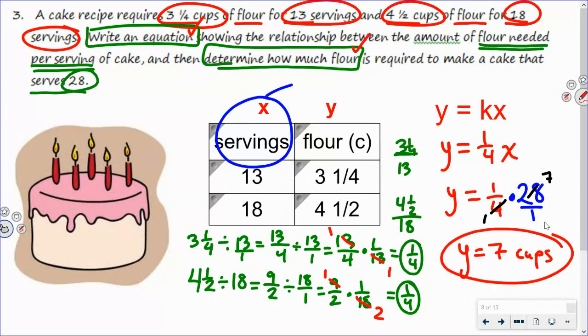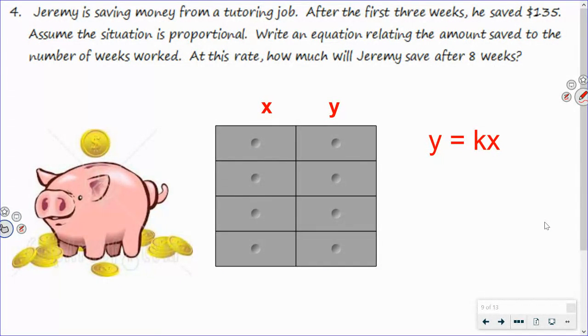Again, here we would argue the amount of flour is dependent upon how many servings that we would like to make. All right, let's go with one more example where we're talking about money. So pause if you wish, read it on your own.